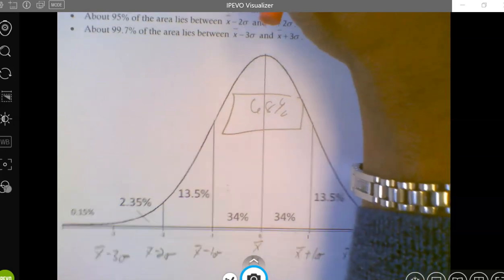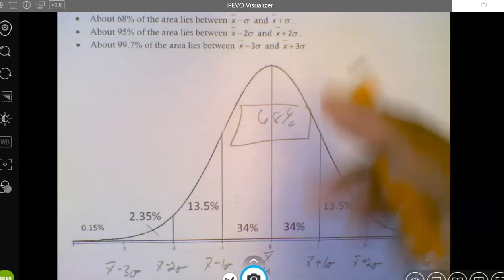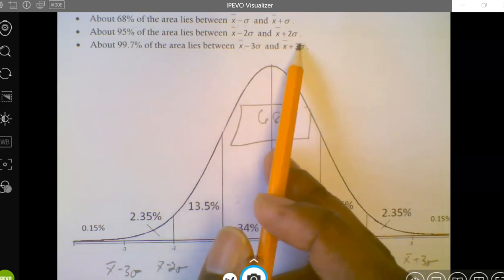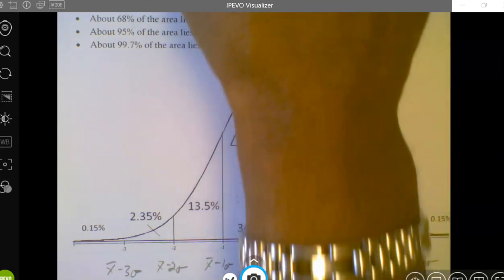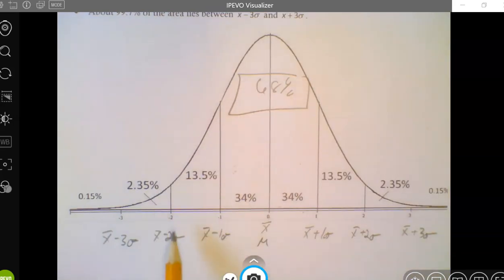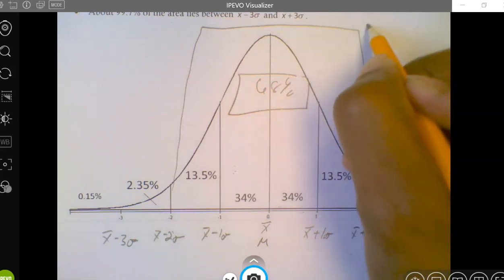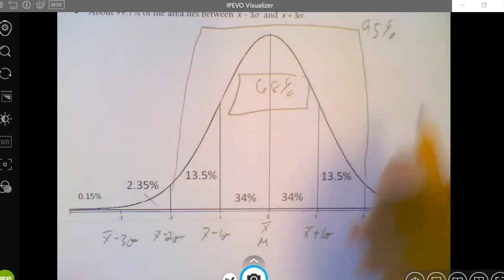And then the empirical rule also says that 95% of all your data is within 2 standard deviations to the left or right of the mean. So this is within 2 standard deviations left or right. So here to here. So look at this. Within 2 standard deviations of the mean, there's 95% of all your data.